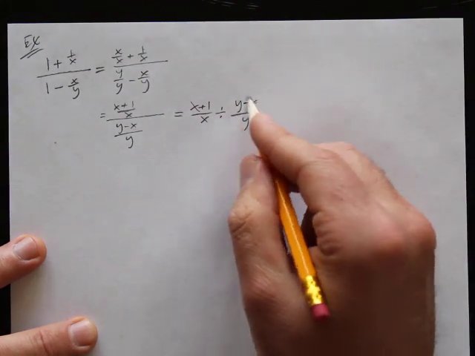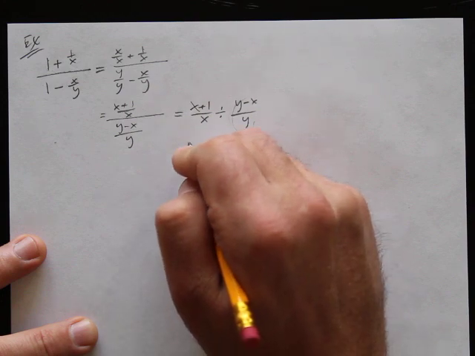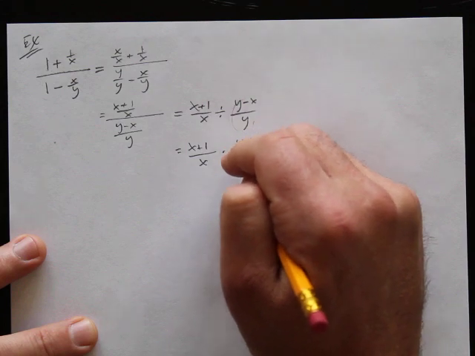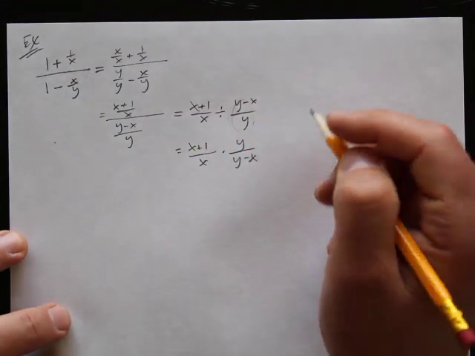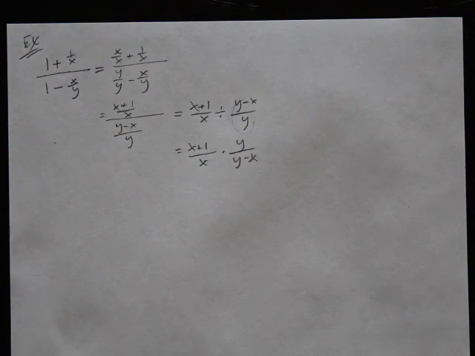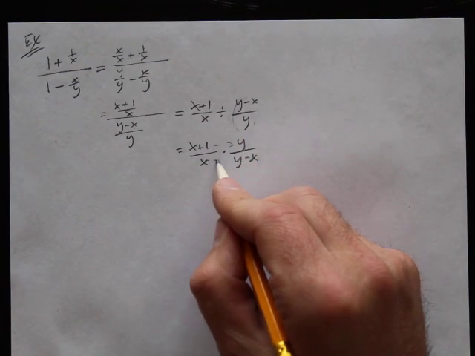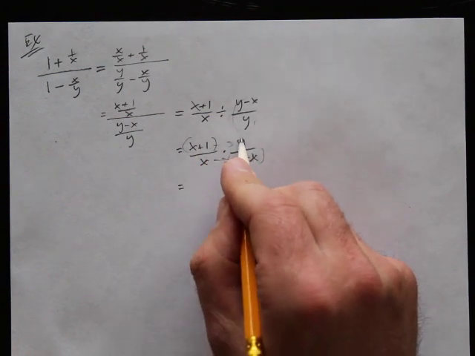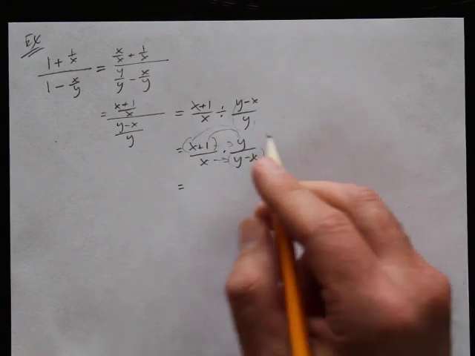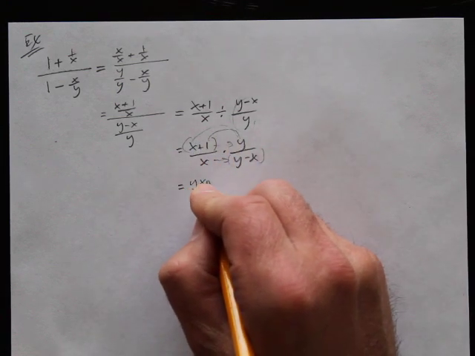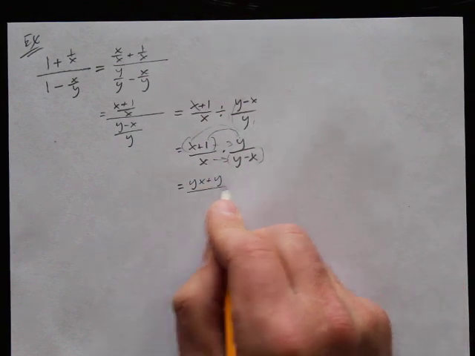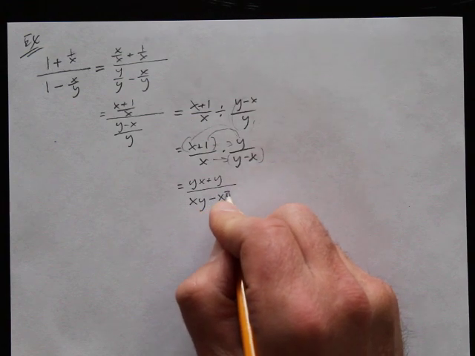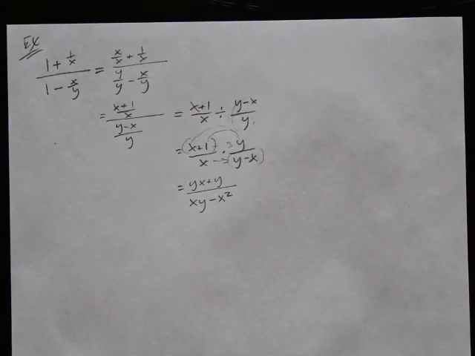Now remember, I flip this one and then I change it to multiplication. x plus 1 over x times y over y minus x. Whew. All right, we're almost there. Now I just multiply straight across. So I can put parentheses here if that's helpful. The y goes to both of those. So I have yx plus y over xy minus x squared.